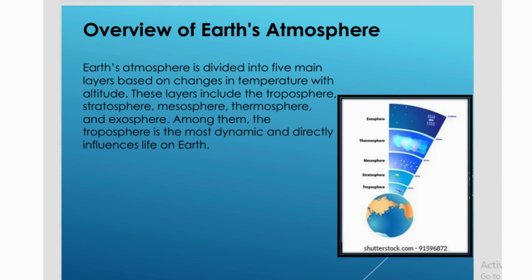So, what is the overview of the Earth's atmosphere? Basically, the Earth's atmosphere is divided into five main layers based on changes in temperature with altitude. These layers include the troposphere, stratosphere, mesosphere, thermosphere, and exosphere. Among them, the troposphere is the most dynamic and directly influences life on Earth.